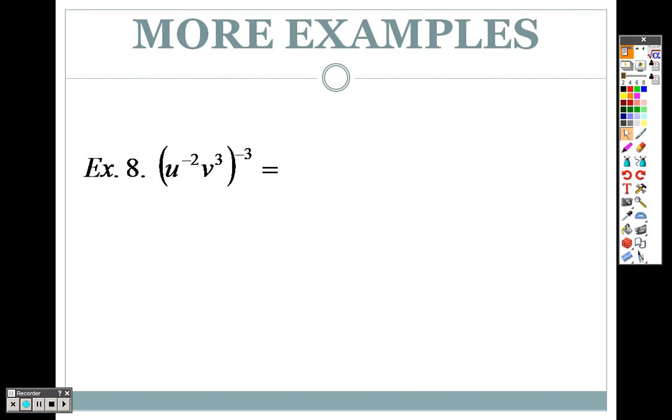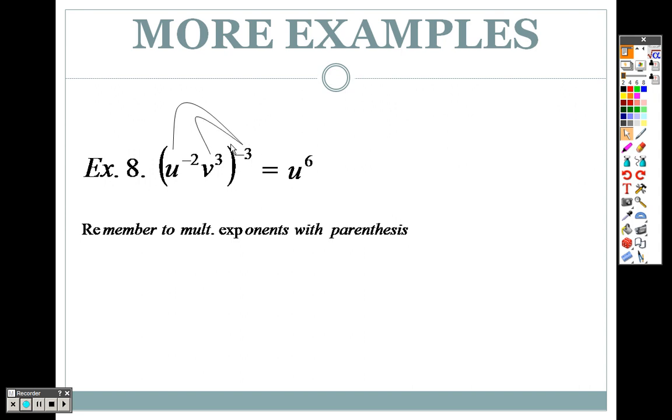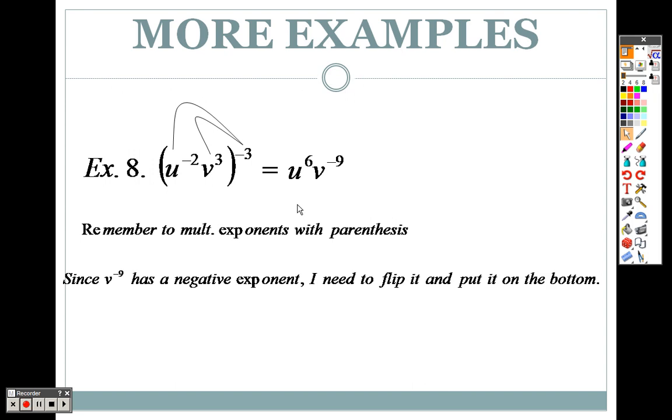Okay, so looking at this one now, example 8, let's take this negative through. Negative 3 times negative 2, that's going to change into a positive 6, so it's u to the 6th. Negative 3 times 3, that's negative 9. Now this is negative. The whole thing's not negative, just v. Since v is the only negative, that's what's moving down to the denominator, and you get u to the 6th over v to the 9th. So I flip that onto the bottom.